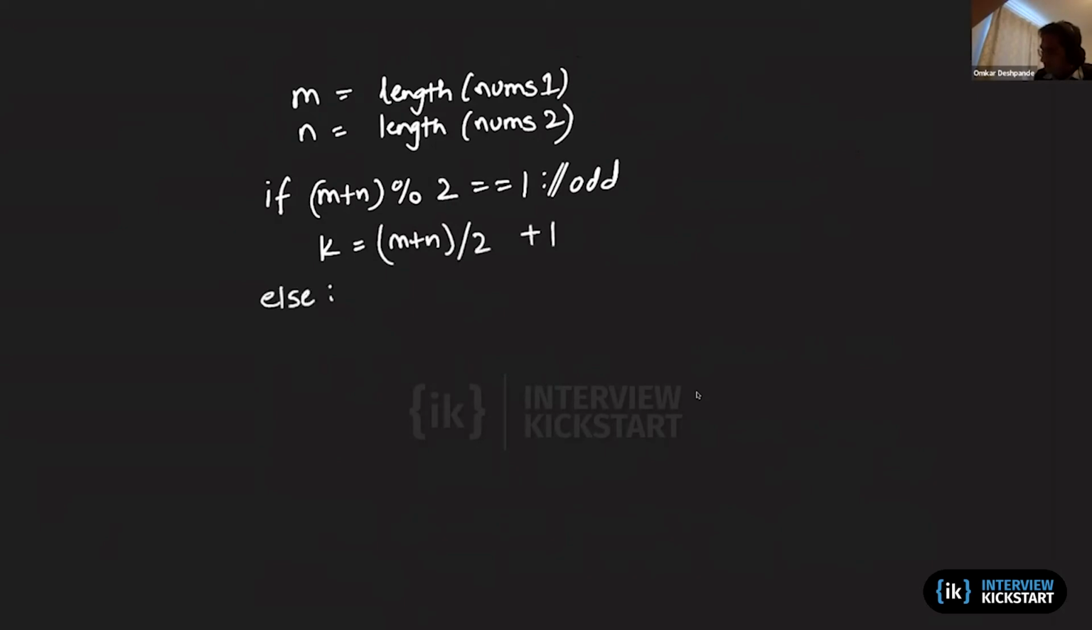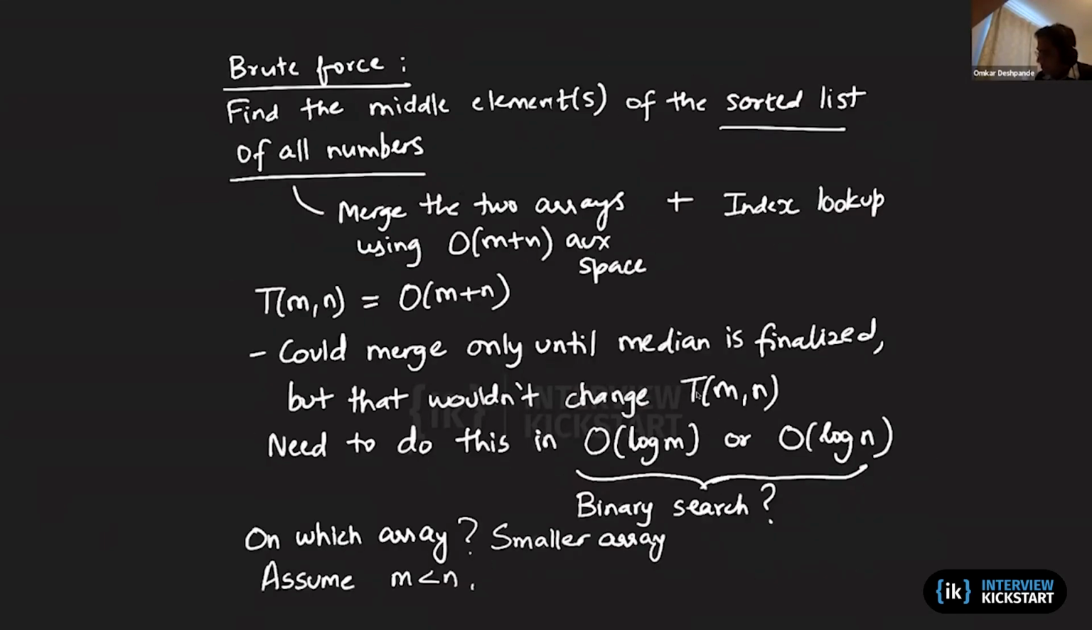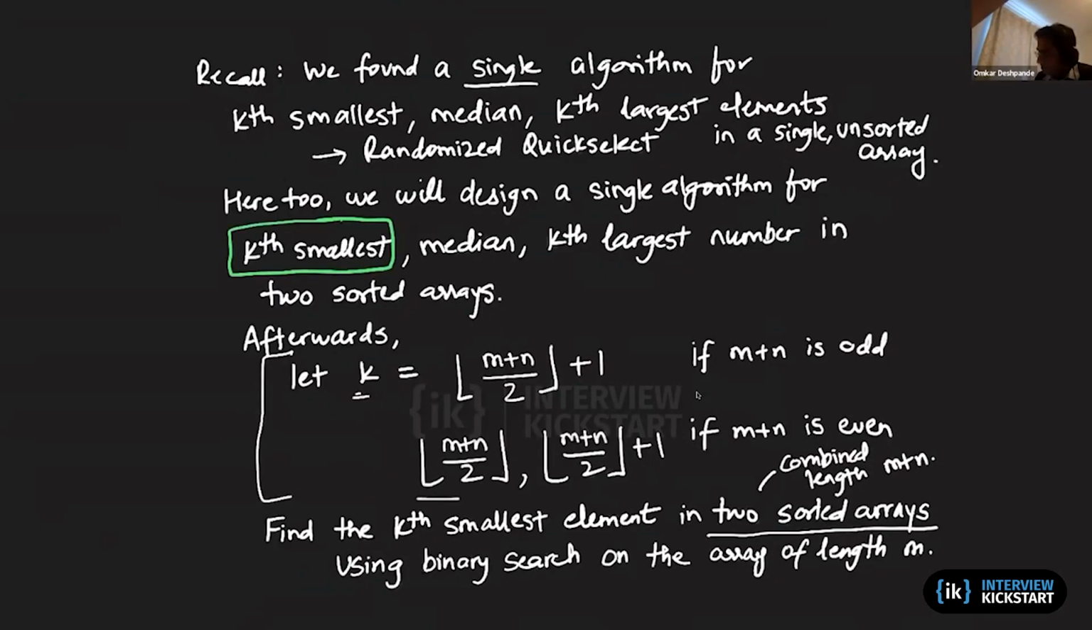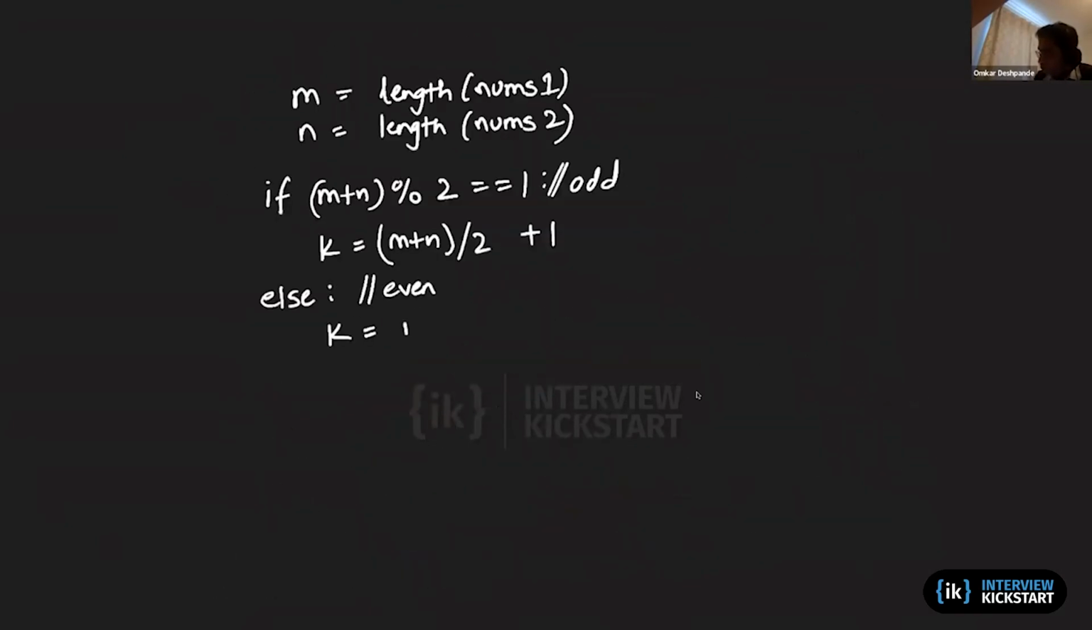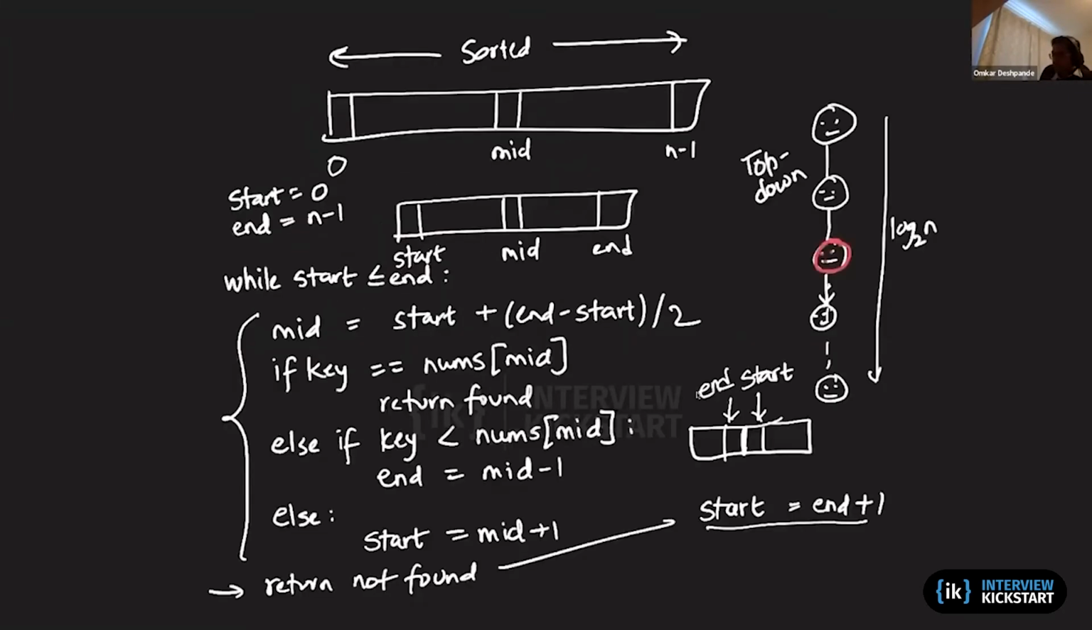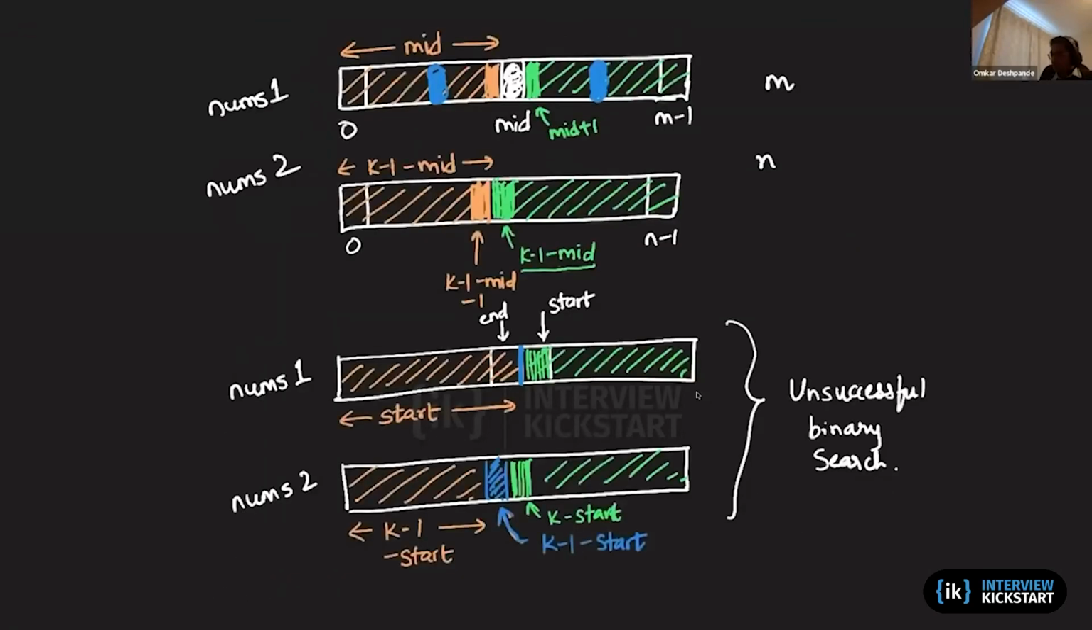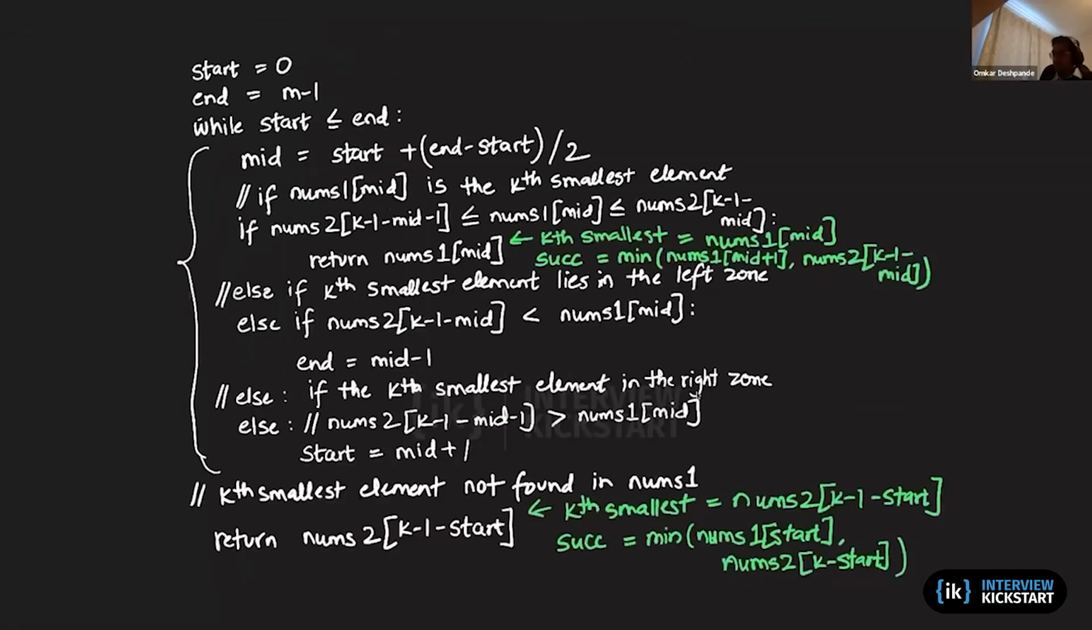Otherwise, if m plus n is even, we will be trying to find the kth smallest element where k is m plus n by 2. So that's how we handle the complication of this being a median finding problem, in which case we might need two consecutive values instead of one. So this was the first complication.